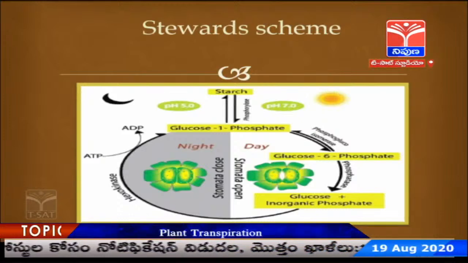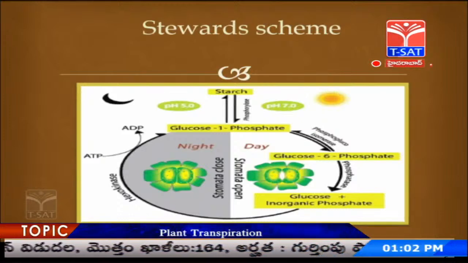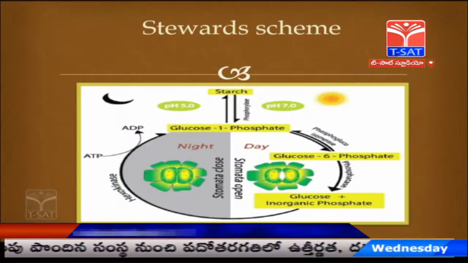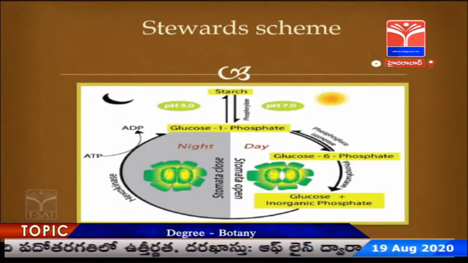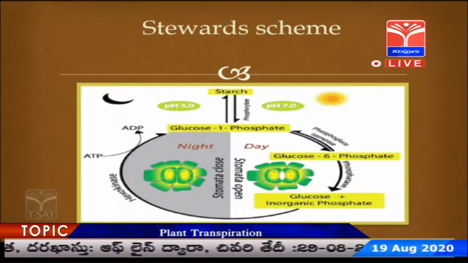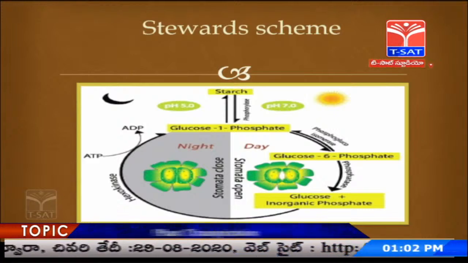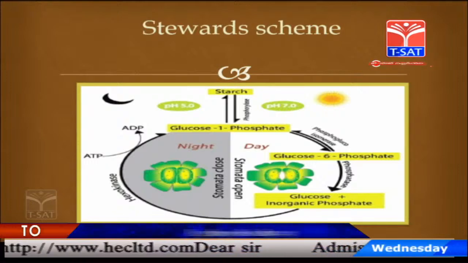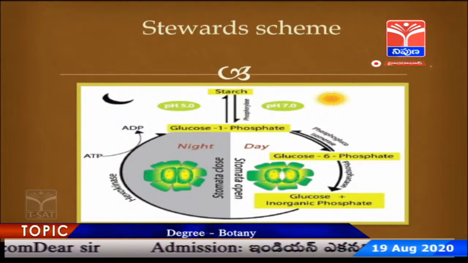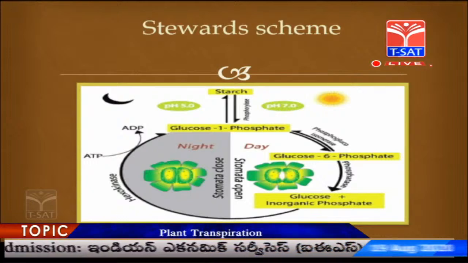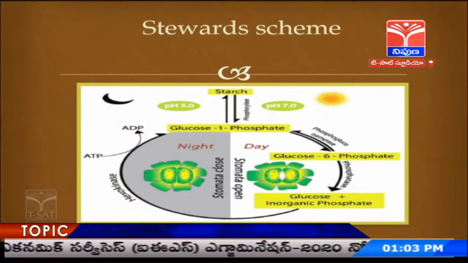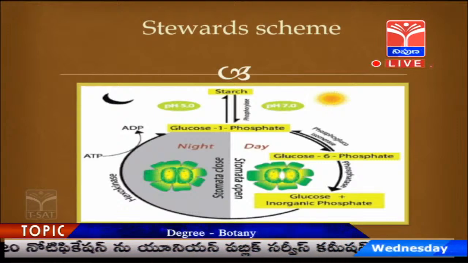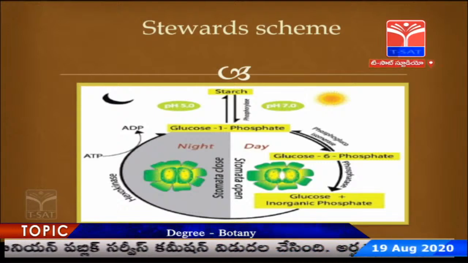Now, what Steward tries to tell you is that when the starch is converted into glucose 1-phosphate, this glucose 1-phosphate is not sufficient enough for the stomata to open. So, what happens is that this glucose 1-phosphate is converted into glucose 6-phosphate, and this glucose 6-phosphate leads to opening of the stomata. Once the stomata are opened and after a period of time, it once again breaks down into glucose and inorganic phosphate. Okay. So, this one leads to stomatal opening.